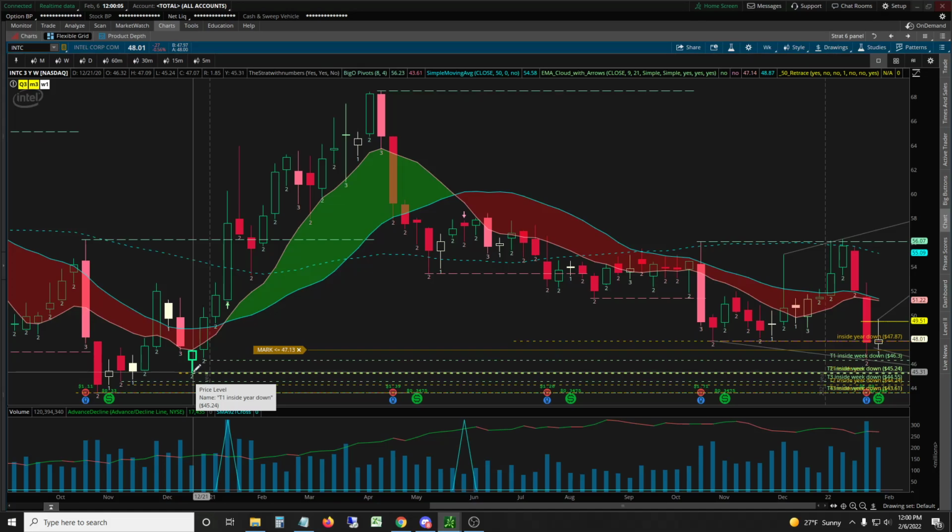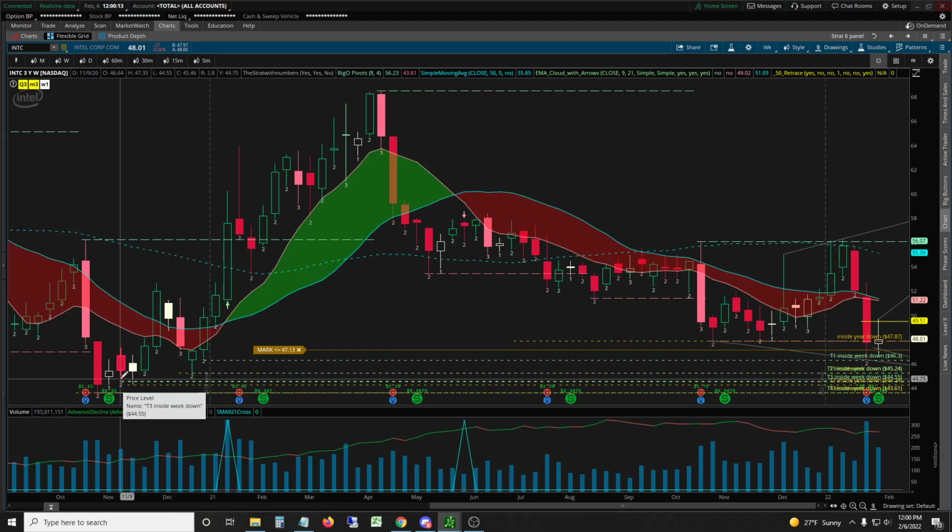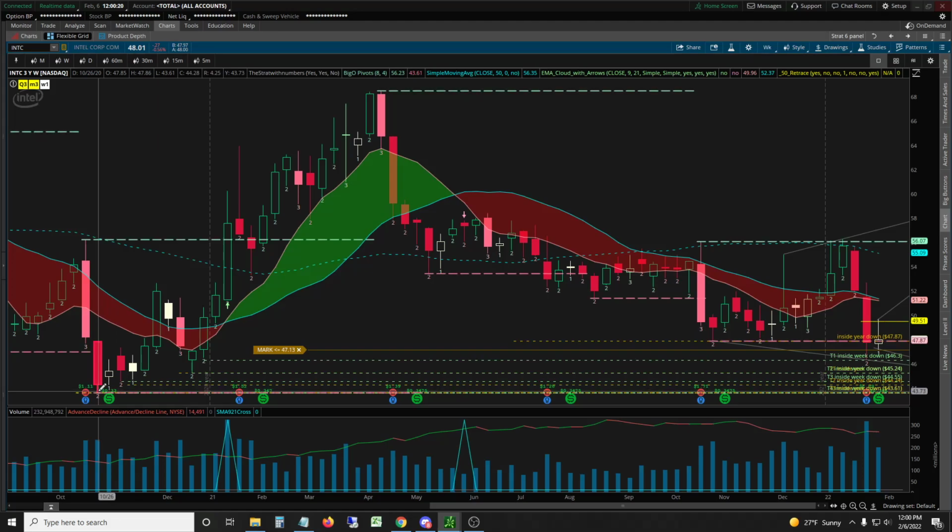Target 2 is this low here of 45.24. Target 3 is going to be this low back here at 44.55. Target 4 is going to be down here at 43.61. So we have to go back quite a ways to hit that target. That's back in October, but that's what I'm looking at for Intel.